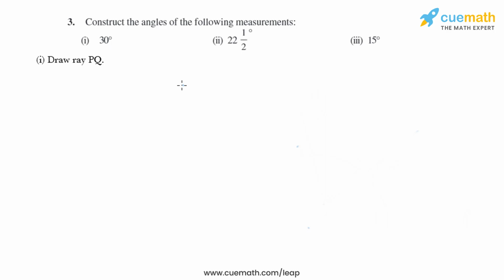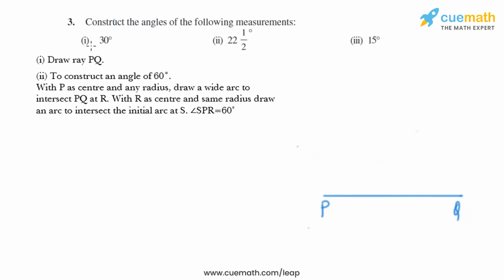Now let's learn how to draw 30 degrees and 15 degrees. So let's draw 30 degrees. For that we need to draw a ray PQ. So let's draw a ray that is basically PQ. So this is our ray that is PQ.